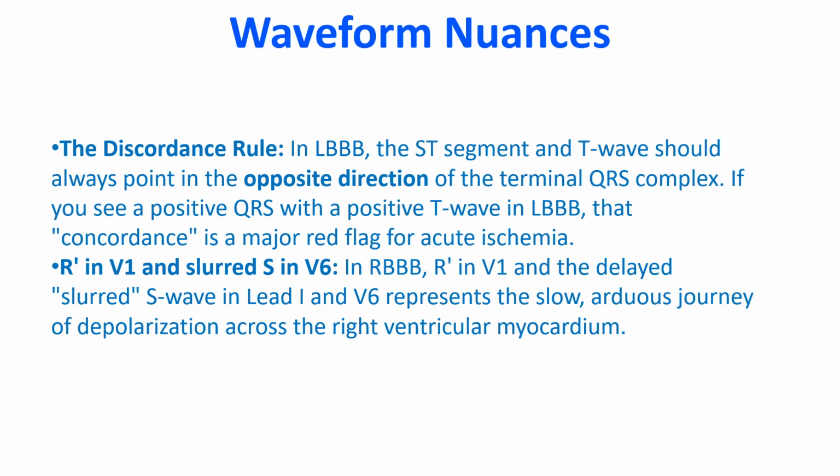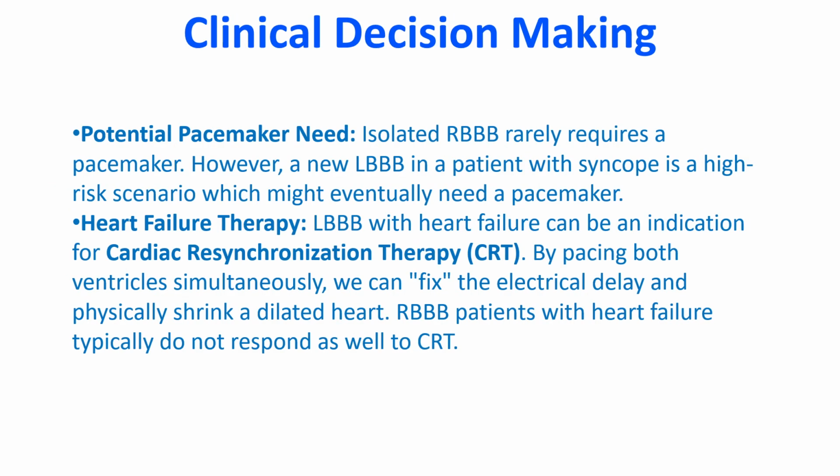In RBBB, the R prime in V1 and the delayed slurred S wave in lead 1 and V6 represent the slow, arduous journey of depolarization across the right ventricular myocardium. Isolated RBBB rarely requires a pacemaker.